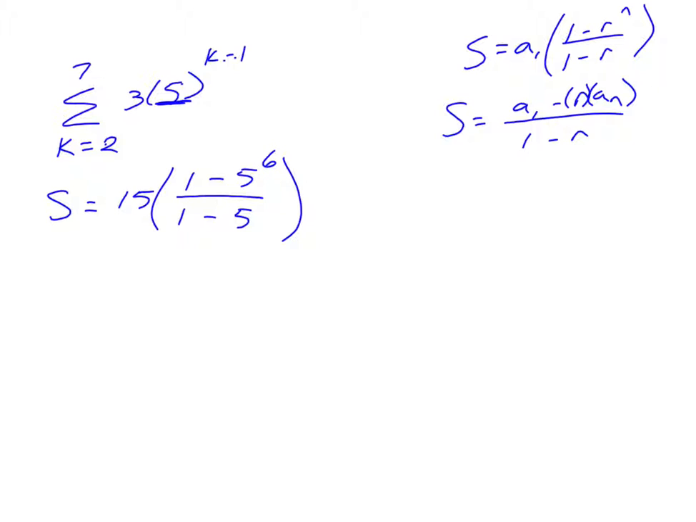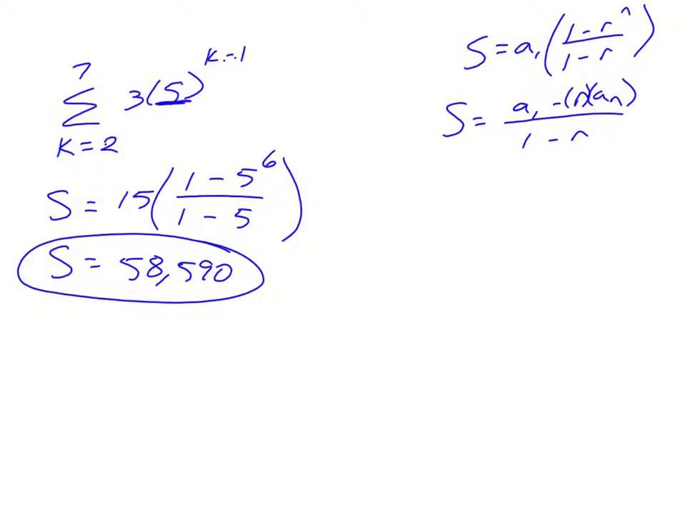So now we're ready to punch this in our calculator. We're going to go 15, parentheses, control divide, 1 minus 5 raised to the 6th power over negative 4. And we end up with 58,590. Colleen, what does 58,590 represent? The sum of 6 terms. Very good. Sum of 6 terms.